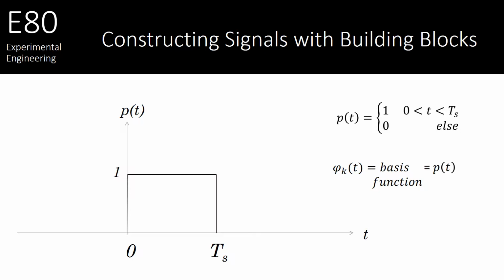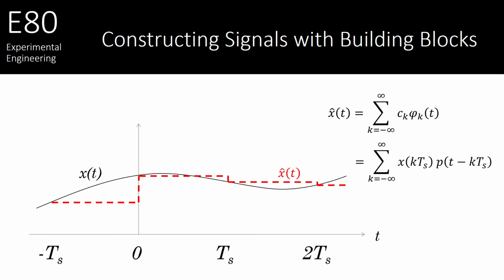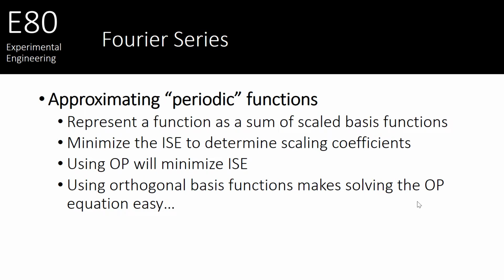And when we're using this basis function and scaling it to approximate any general x of t function with x hat of t, which, as said, is the infinite sum of scaled basis functions. In this case, the basis functions are time-shifted p of t's. So let's summarize all this in the context of approximating periodic x of t functions.